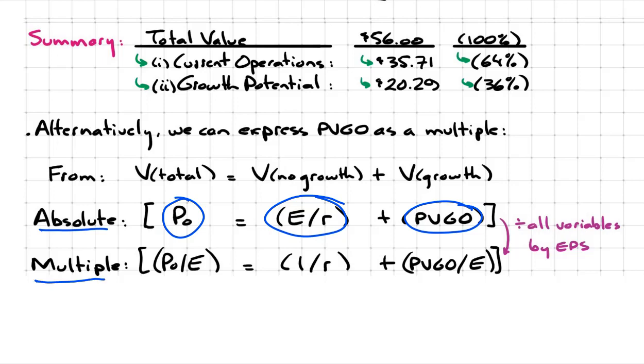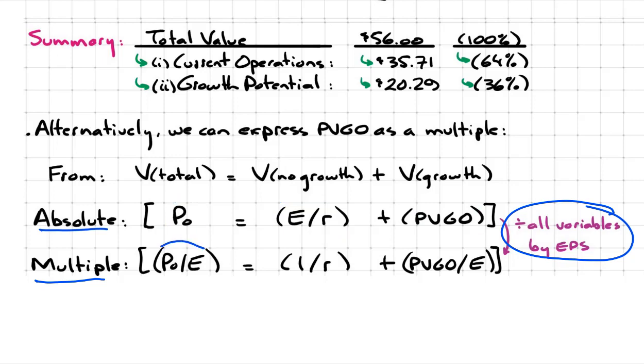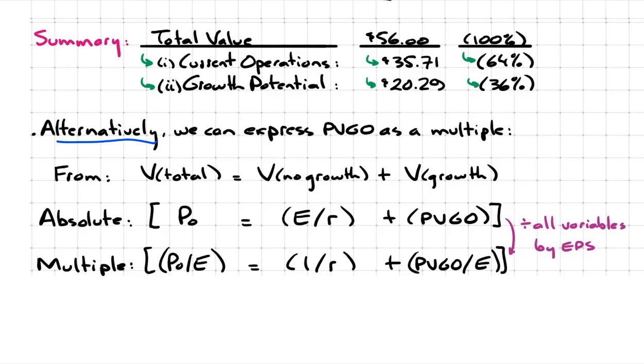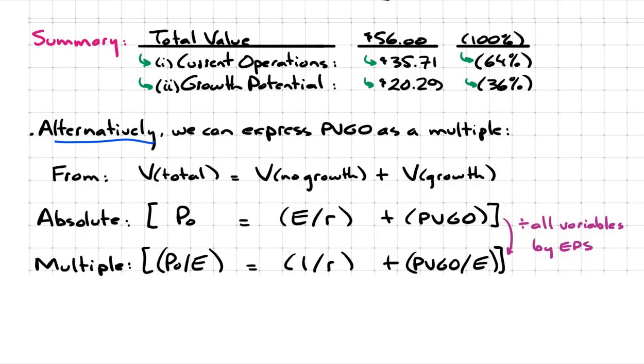But then in multiple, all we do is we just divide everything by EPS. That's what a multiple is. So here's our multiple, the PE ratio. But then you got to divide all these variables by E. So if you divide this by E, the E's cancel out. So you're left with 1 over R. And of course over here, it would just be PVGO over E. And it's just an alternative way of presenting this information. It is not going to change the outlook for the stock, whether you're using absolute or multiple approach.